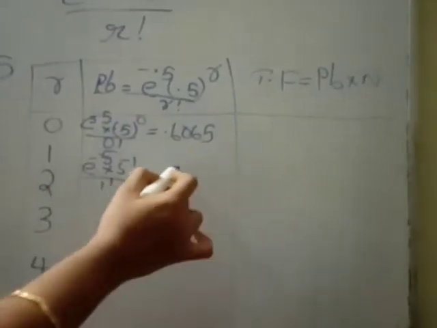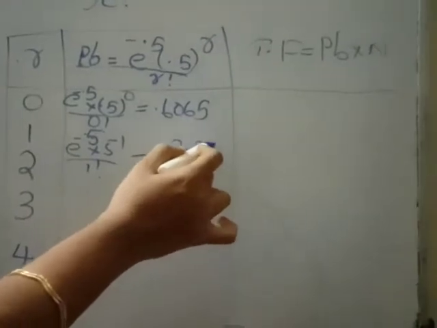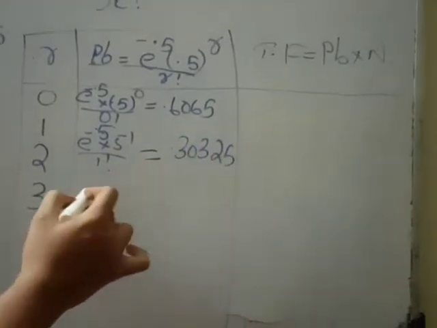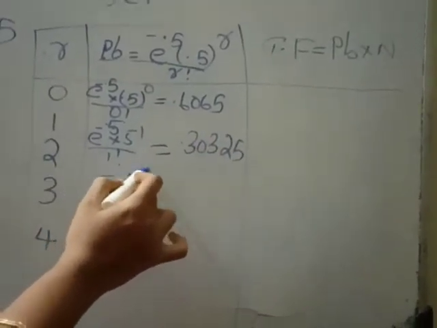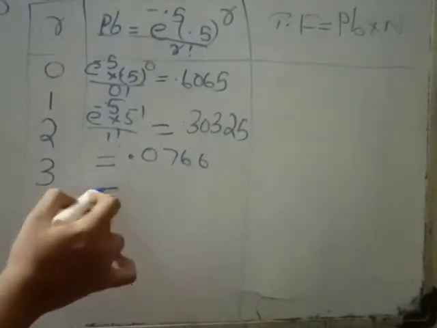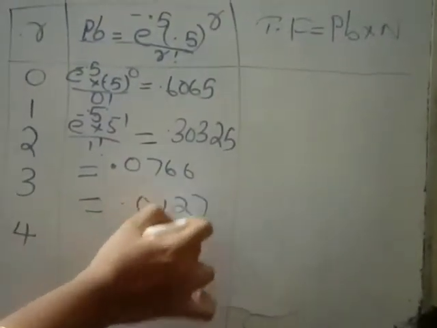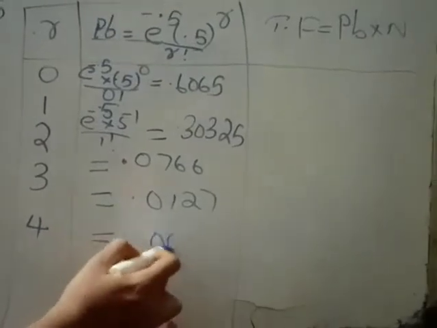Second, same way after substitution, I am not repeating the same thing every time. You know how to calculate now. It is 0.3025. For 2 it is 0.0766. For 3 it is 0.0127. And finally for 4 it is 0.0016.